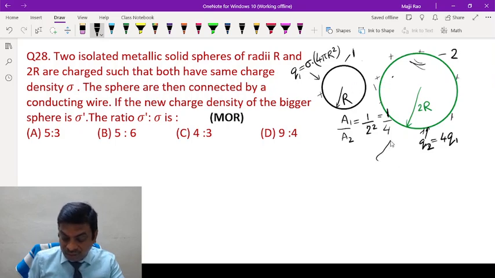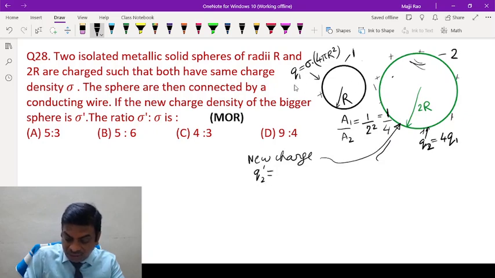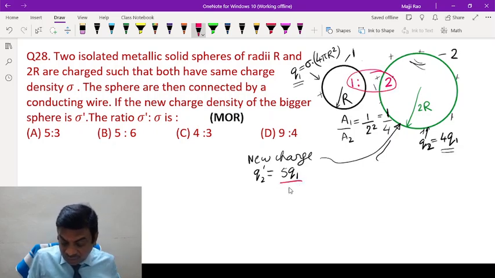So in other words, the new charge on the bigger sphere, I'll take this as Q2 dash, will be, what is the total charge? Total charge is Q1 plus 4Q1, that is 5Q1. It will get divided in the ratio 1 is to 2. One part will be taken by this and two parts will be taken by this. So you have to divide by 3, the sum of ratios, and give two parts to this.